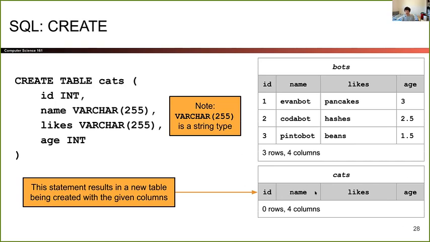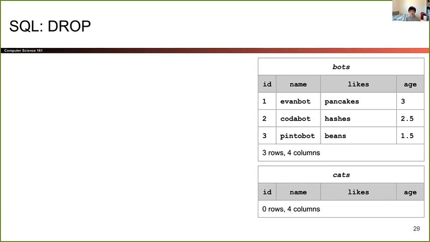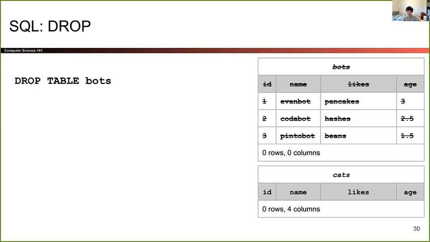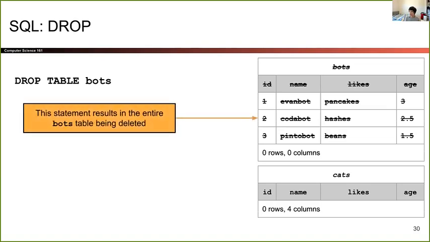So this creates a new table, but its contents are empty right now because we haven't inserted any rows into it. And finally, drop. Drop is used to delete tables and also sometimes databases. The syntax is really just drop table and the name of the table. So if we were to say drop table bots, now this entire table doesn't exist and we're left with only our cats table. Oop, that's a slow fade.